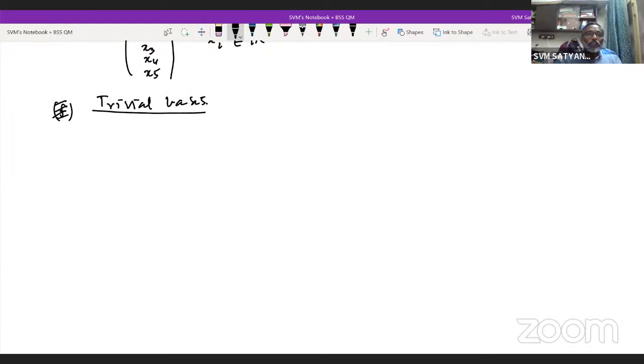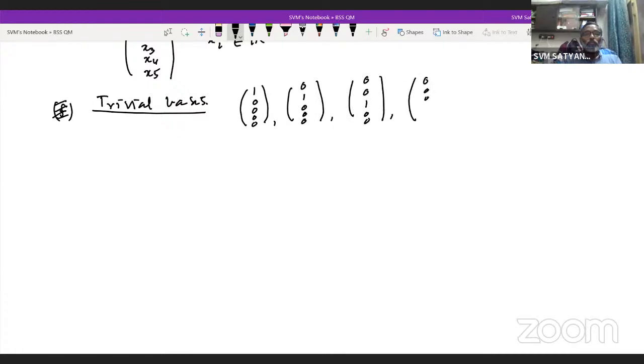So the trivial basis is like donkey 1 has 1 and all others are zeros. This is one vector. Then donkey 2 is 1 and all others are zeros. 0, 0, 1, 0, 0. 0, 0, 0, 1, 0. 0, 0, 0, 0, 1. So these 5 vectors are the trivial basis. Is it clear?